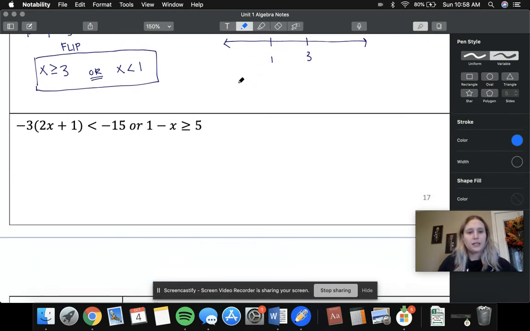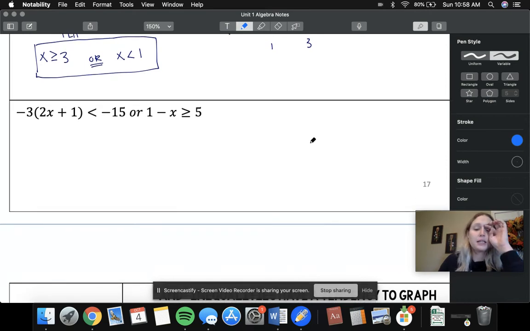All right, for the next one, we have -3 times the sum of 2x plus 1 is less than -15, or 1 minus x is greater than or equal to 5. Again, we're just going to solve this the way we know how to solve it. We just have two separate problems. We're first going to distribute. -6x minus 3 is less than -15. Then I'm going to add 3.